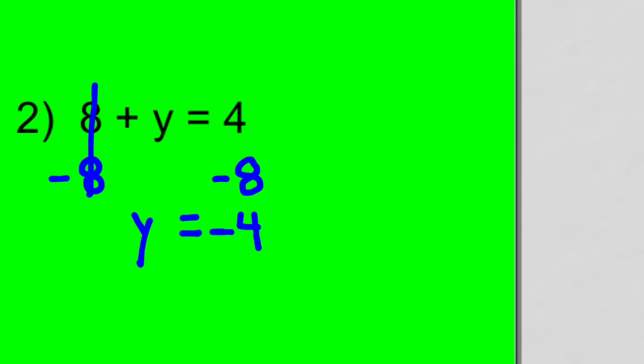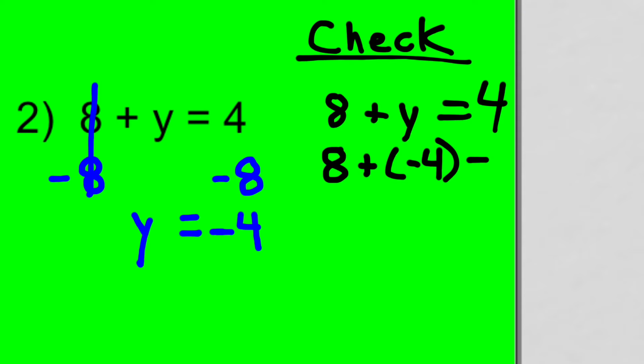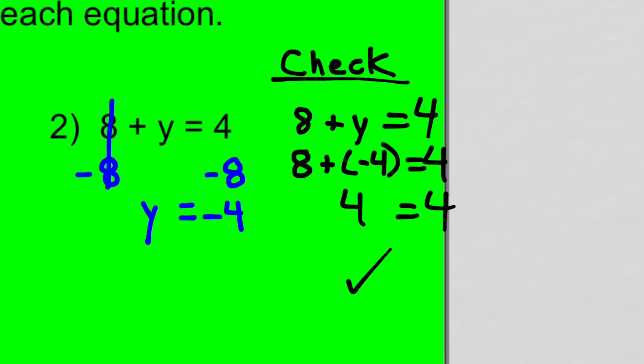Check it now. Here's the check. Write down the original equation, 8 plus y equals 4. Substitute in your value for y. In this case, we said y is negative 4. So this statement should be true then. Does 8 plus negative 4, does that equal positive 4? And it does. So we'll say 4 equals 4. Since both sides of the equation are true, it's correct.